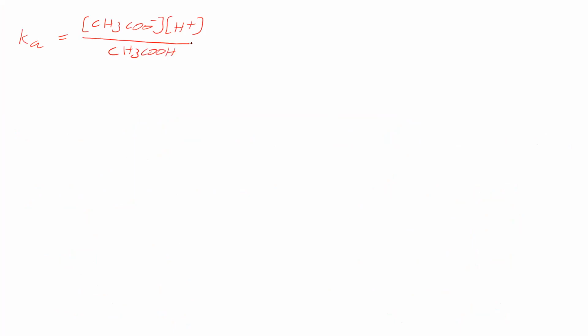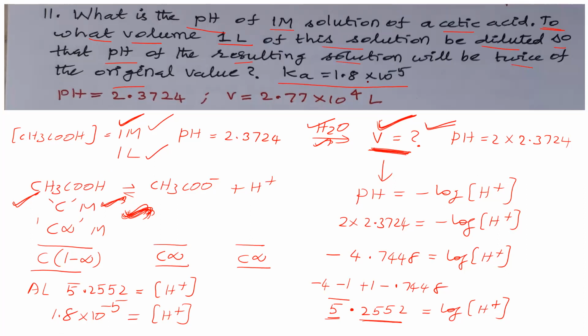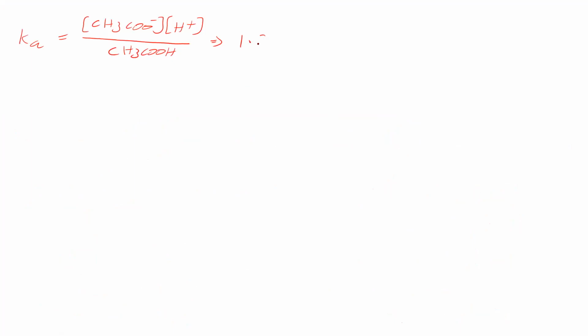Now we are substituting the Ka value. Ka is given as 1.8 into 10 to the power of minus 5. Concentration of acetate ion is C alpha. Concentration of H plus we have calculated, that is 1.8 into 10 to the power of minus 5. Acetic acid concentration is C into 1 minus alpha.